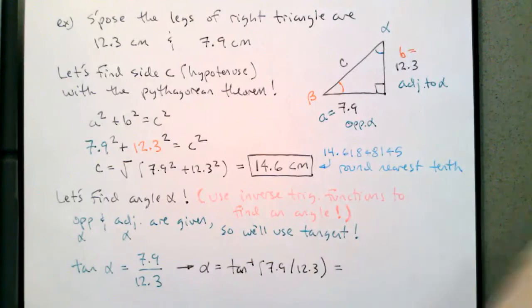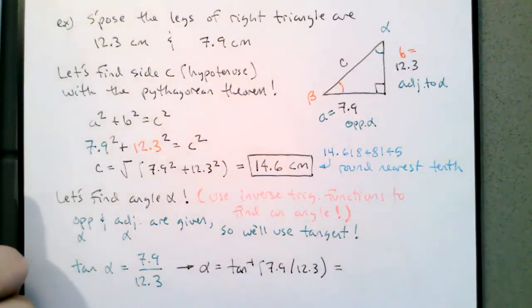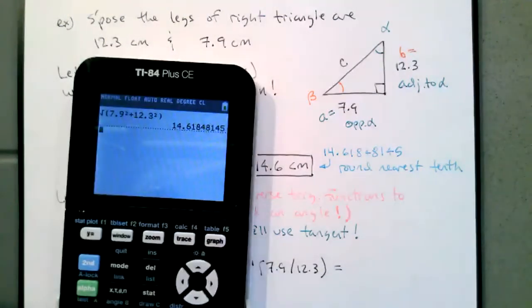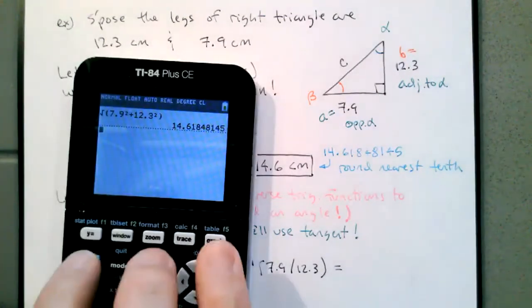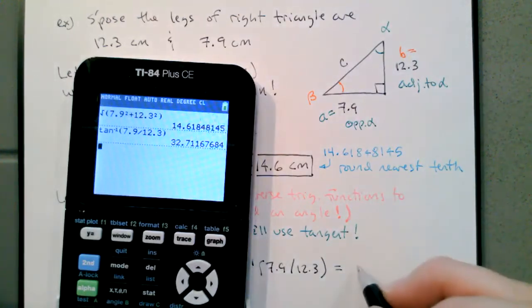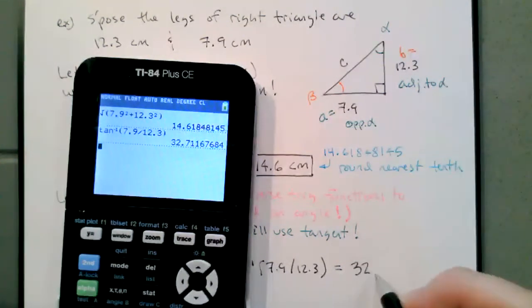And I'm just going to write it in calculator syntax on a single line. So to get the inverse trig functions, I'm going to press second tangent to get the tangent inverse. And I'll do 7.9 divided by 12.3, close parentheses, and hit enter. And that is a 32.71167684 degree angle. I'm going to round to the nearest tenth. I can't remember what I asked you to round to on the quiz, so let's go with tenth for now.